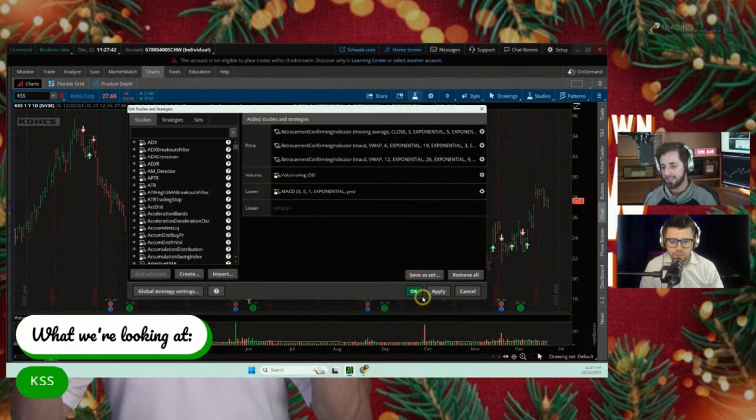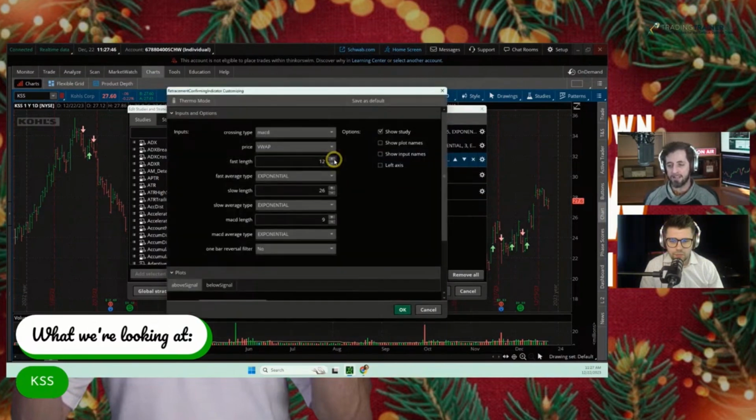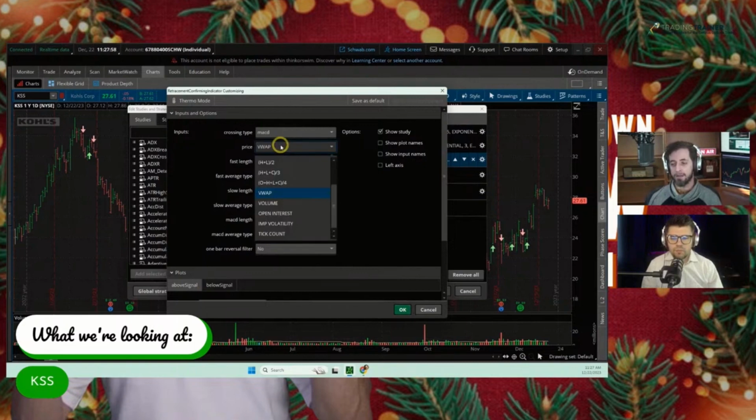Now, this is the same free indicator. It's just got different settings. Let me review those settings. This is just the traditional MACD. It's not the fast MACD because this is moving slower. So this is the normal MACD, but I'm calculating it based on volume weighted average price versus close.